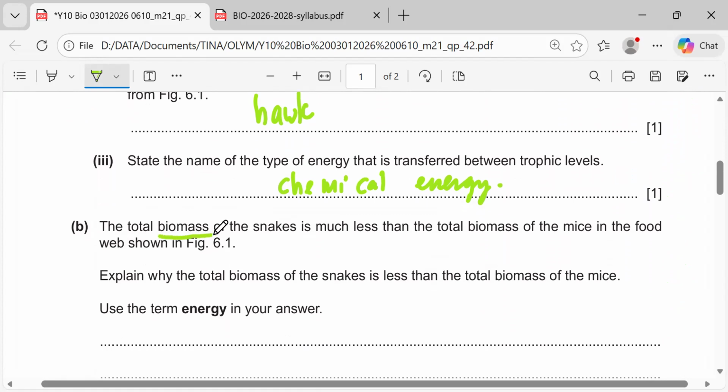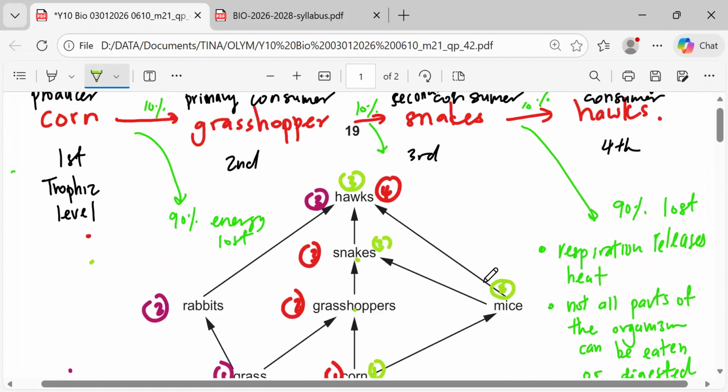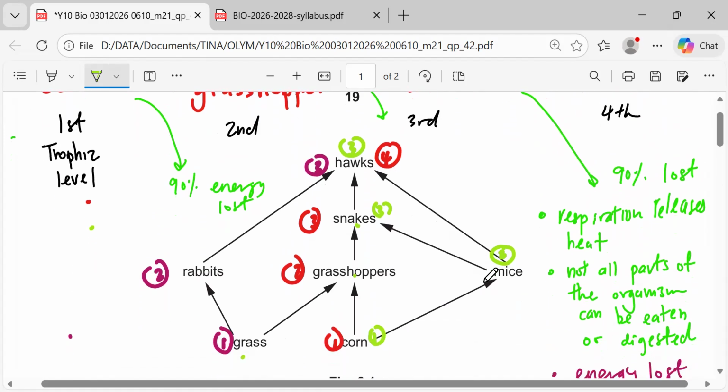So, what is biomass? Basically, the mass of the cells removing all the water. That means actual growth. The total biomass of the snake is much less than the total biomass of the mice in the food web shown. Explain why the total biomass of snakes is less. The snake is on a higher or lower level? Higher. So less energy, energy loss in between trophic levels.